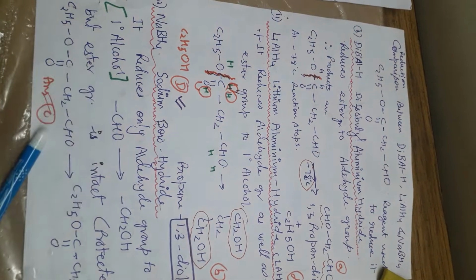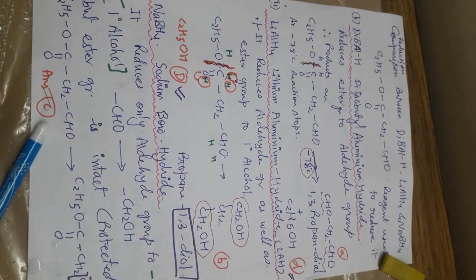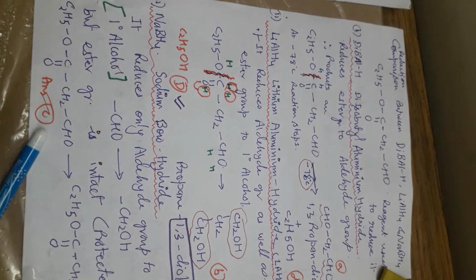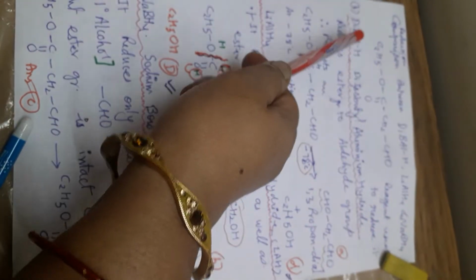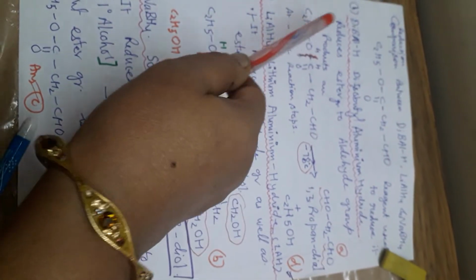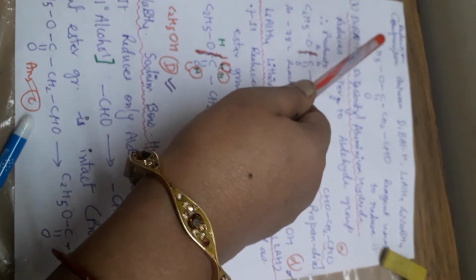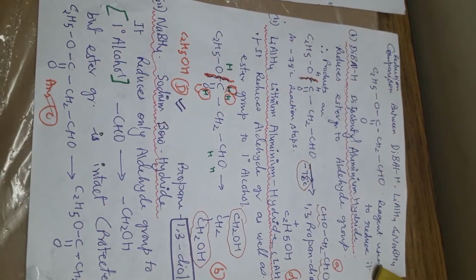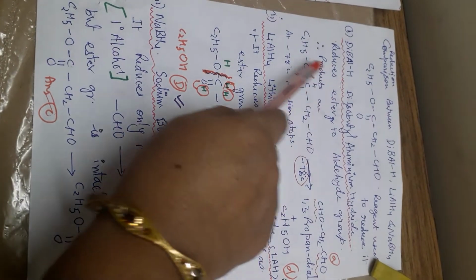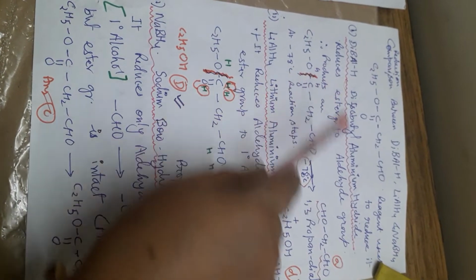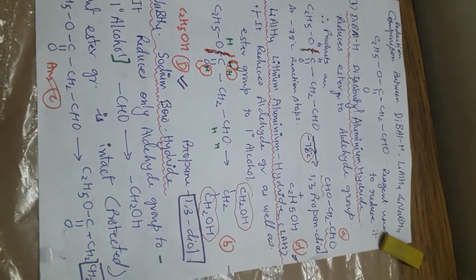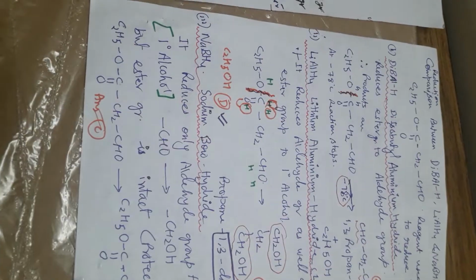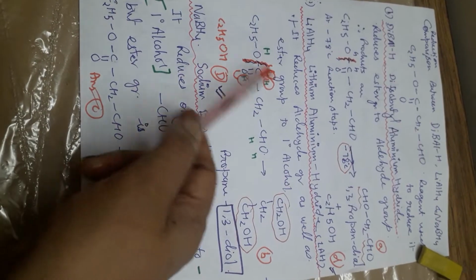It means here we can put so many questions. Which will not reduce this ester group into alcohol? We can use DiBAl-H as well as NaBH4, which will not reduce the ester group into alcohol. Why? Because DiBAl-H will reduce ester into aldehyde only, not alcohol. Clear? One or two questions we can also put again and again inside this.